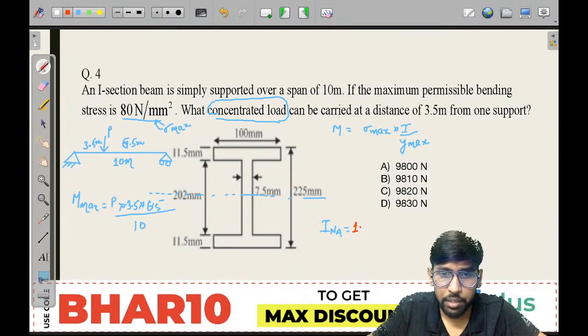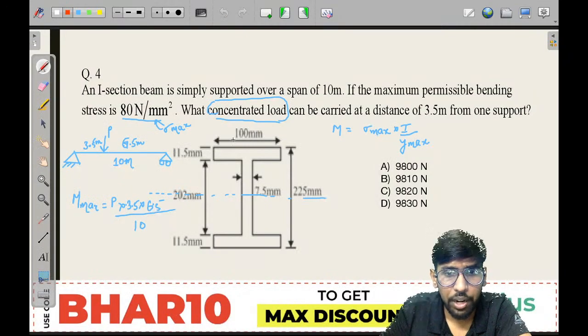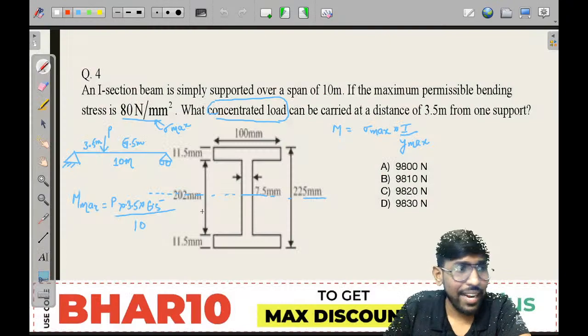If you don't remember, let me remind you now. I'm doing it on the next page. I neutral axis is equal to what? 100 into 225 whole cube by 12. So consider the entire section as a rectangular area.